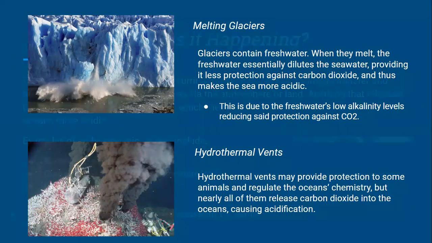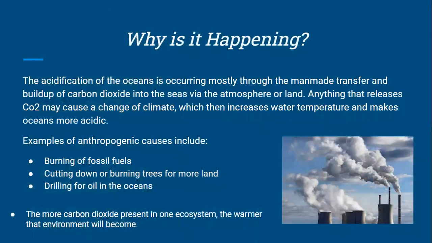Next. So, why exactly is it happening? Well, aside from the phenomena I just mentioned, a lot of acidification in the ocean is usually occurring through the anthropogenic or man-made transfer and buildup of carbon dioxide into the oceans via the atmosphere or land.